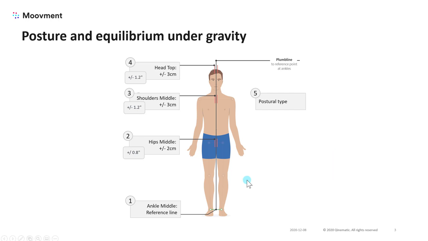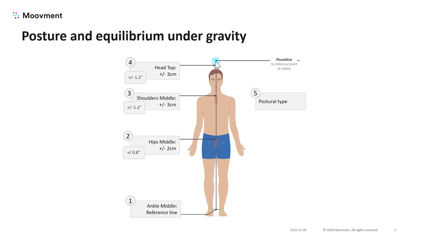When we evaluate posture, we start by identifying the ankles and then projecting a line vertically upwards against gravity midway between the ankles. This is called our reference point. When evaluating the hips, we expect people to stand within 2 centimeters either side of the midline. The shoulders 3 centimeters either side of the midline, and the top of the head 3 centimeters either side of the midline. This is what we consider optimal position, energy efficient, with good alignment from the frontal view. Some people might call this midline the plumb line.